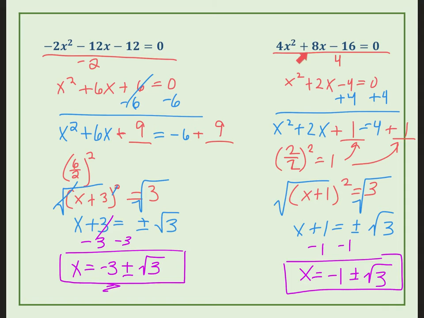First, I divided everything by 4, but then I had to move the c value to the other side, okay? So once I had the x's by myself, I can complete the square by taking half of b and squaring it. So I added 1 to both sides. This became the perfect square of x plus 1 squared equals 3. Took the square root, subtracted 1, and this is my final answer.